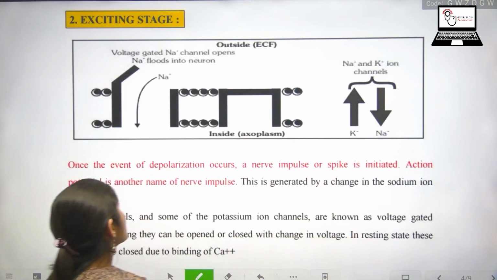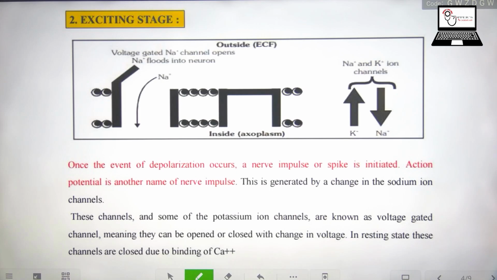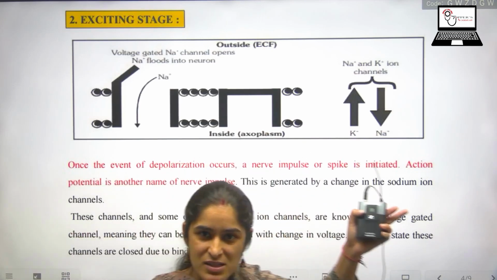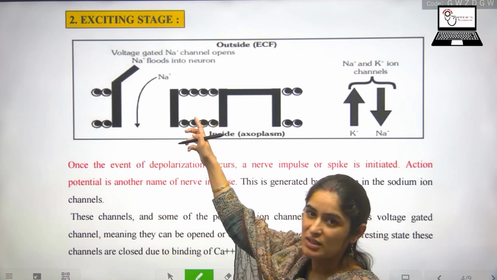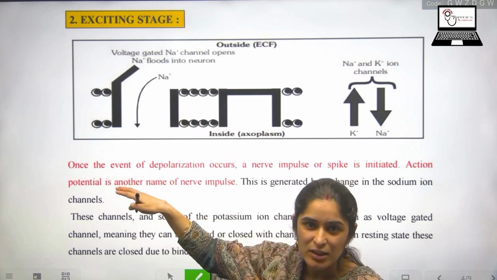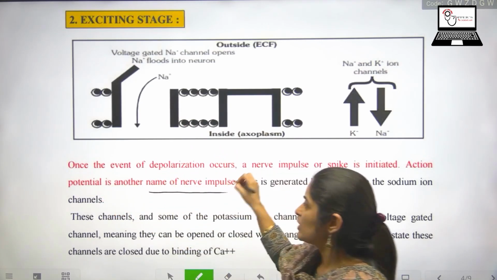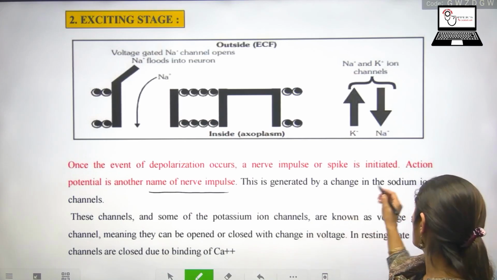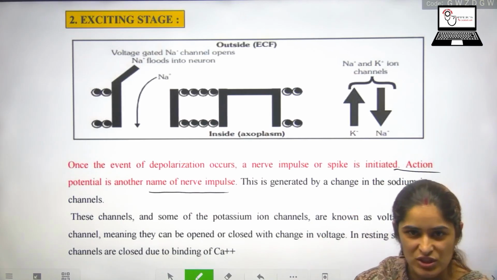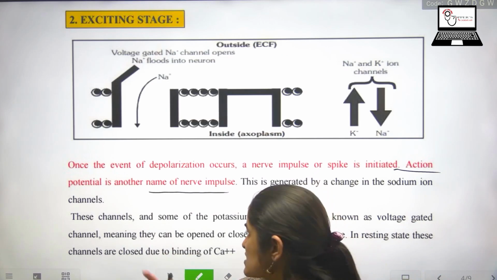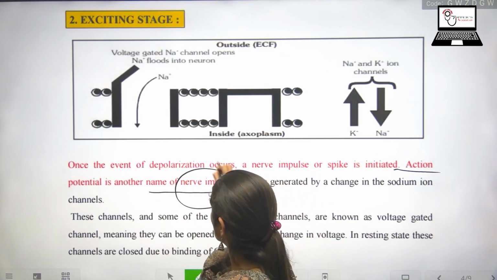Next, the second step is the exciting state, which means this is an event of depolarization. The membrane of the axoneme will be depolarized. The outside of the membrane is negatively charged and the inside of the membrane is positively charged. At this place, the nerve impulse will be generated, or you can say that the action potential is generated. Action potential is another name for the nerve impulse.